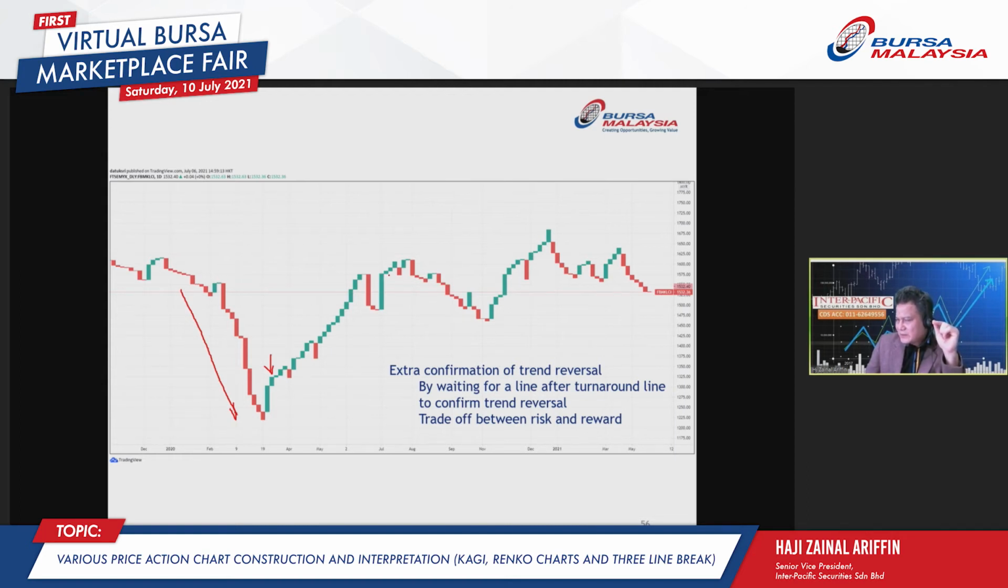Okay, this one, the same thing, this is a change of trend. The only disadvantage of this technique is that you have to wait. It's a trade-off between the risk and reward ratio, because if you wait for too long, your reward is getting smaller. But if you act too early, your risk is higher. So you have to compensate between these two.